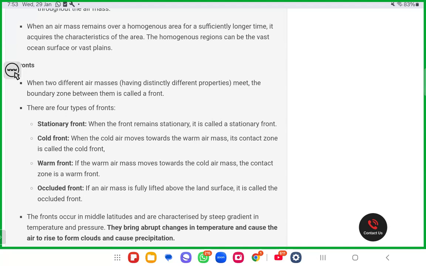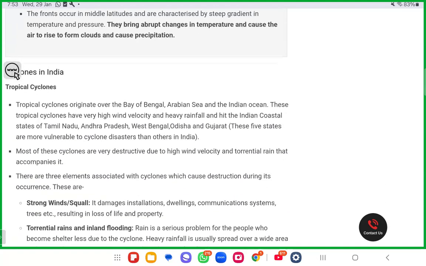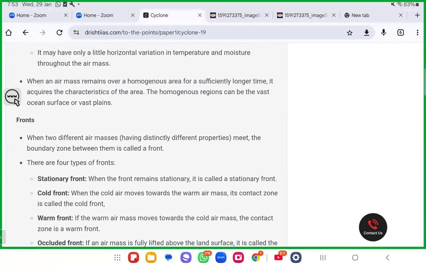Have you ever heard of the word front before? No, for me. It's all right. We are all learning.